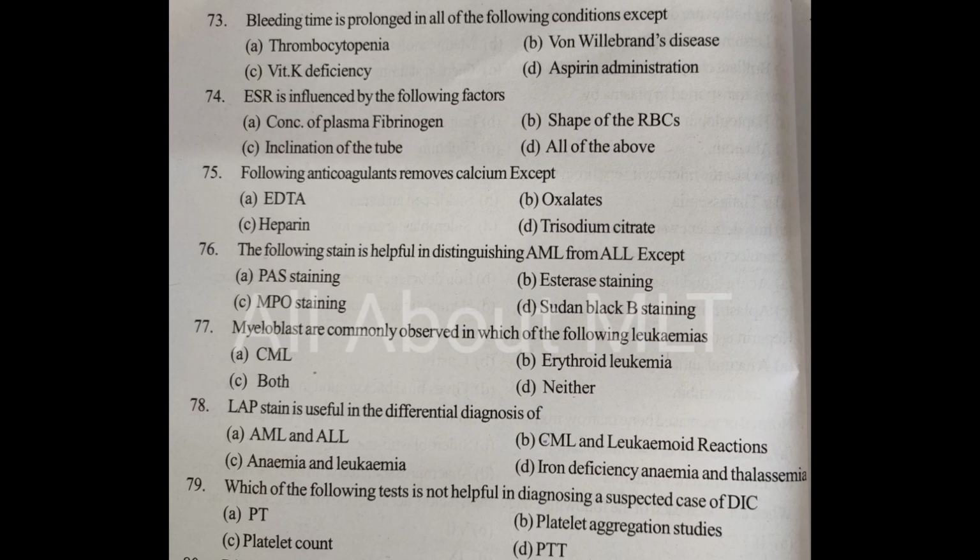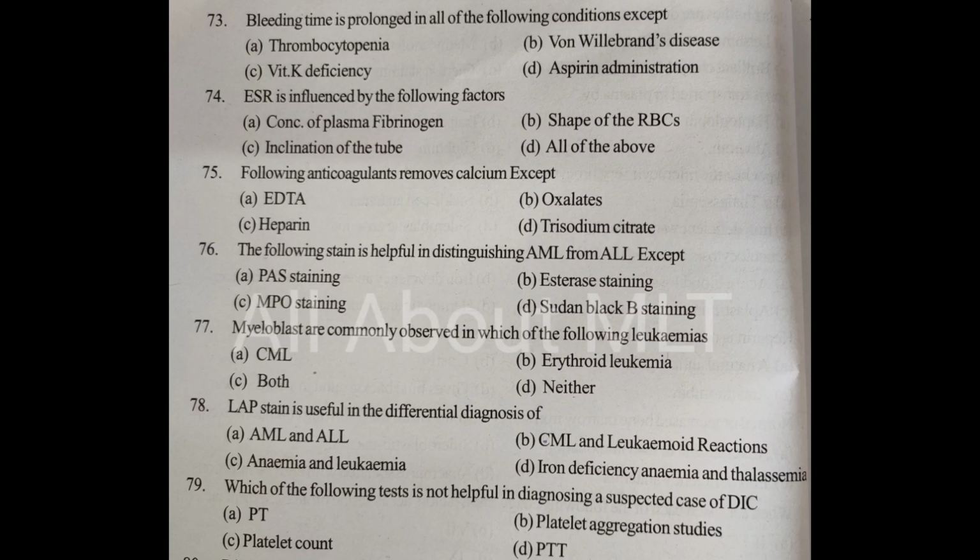Following anticoagulants remove calcium except: option A, EDTA; option B, oxalates; option C, heparin; option D, trisodium citrate. The answer is option C, heparin. The following stain is helpful in distinguishing AML from ALL except: option A, PAS staining; option B, esterase staining; option C, MPO staining; option D, Sudan black B staining. The answer is option B, esterase staining.